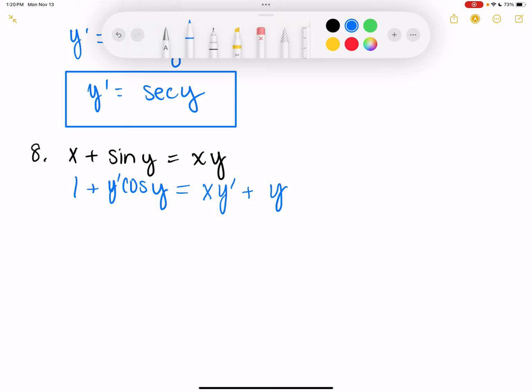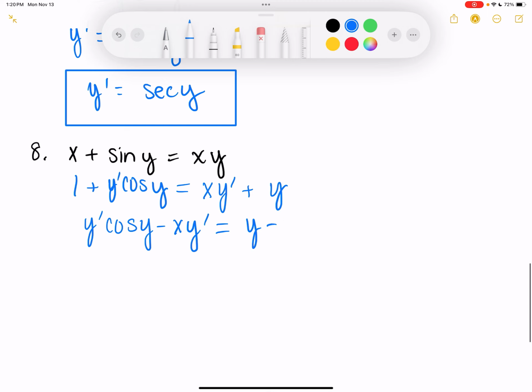All right, now what? So now we've got to get them on the same side, the y prime. So I would subtract x y prime to get it to the left side. I'm assuming you want me to leave the y prime cosine of y on the left. Yes. And then you would have y minus 1. Okay. Next, we'll take out a y prime and then send it over, divide that.